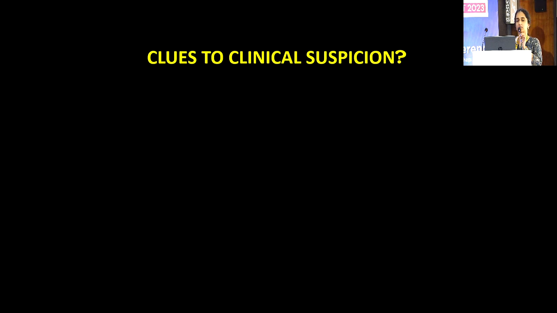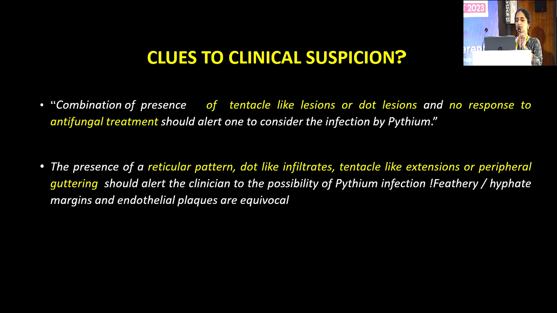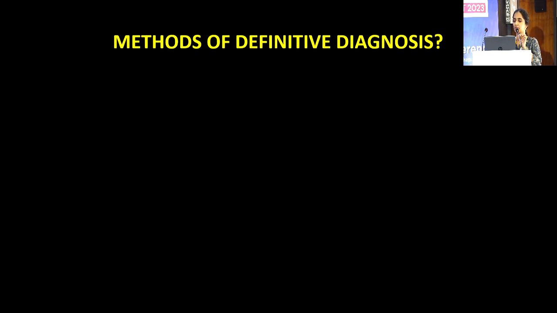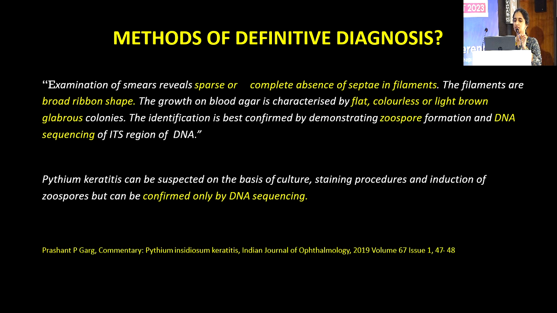Then coming back to our initial 3 questions, the clues to clinical suspicion: the combination of presence of tentacle-like lesions or dot-like lesions and no response to antifungal treatment should alert one to consider the infection by Pythium. Similarly, the presence of a reticular pattern, dots, tentacles or peripheral guttering should alert the clinician to the possibility of Pythium. Whereas feathery and hyphate margins and endothelial plaques are equivocal and can suggest fungal keratitis as well. Coming to the methods of definitive diagnosis, as I said, there are characteristic features, but only PCR is diagnostic.